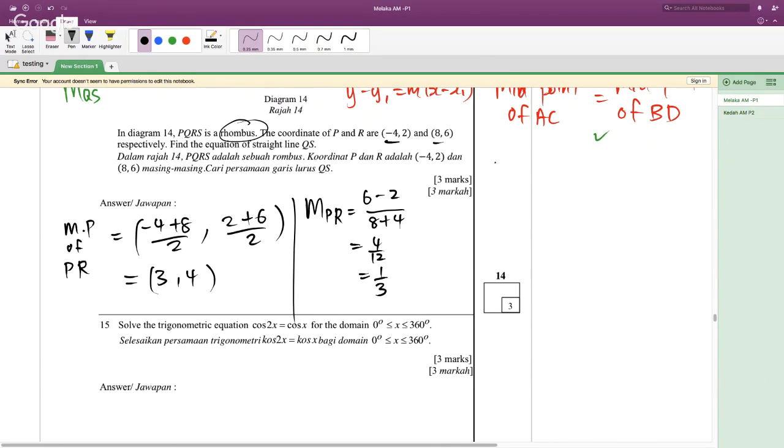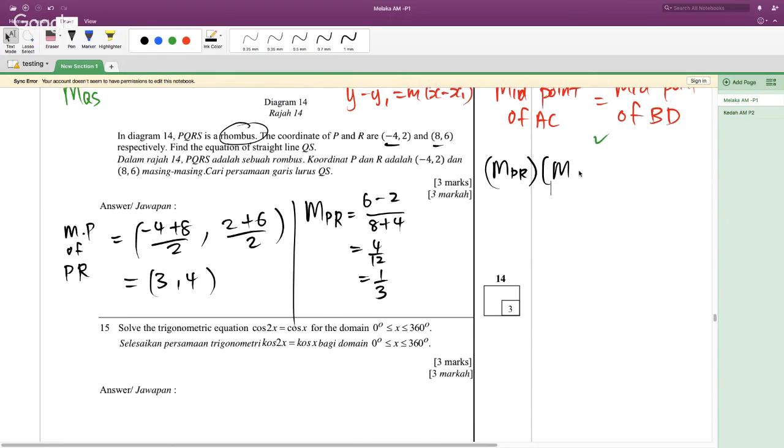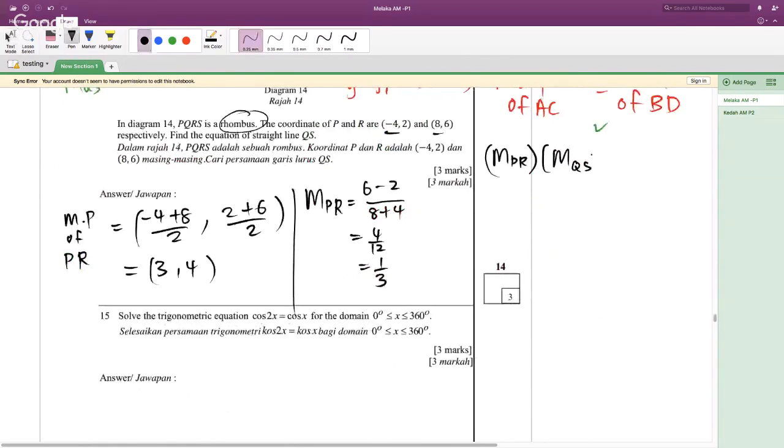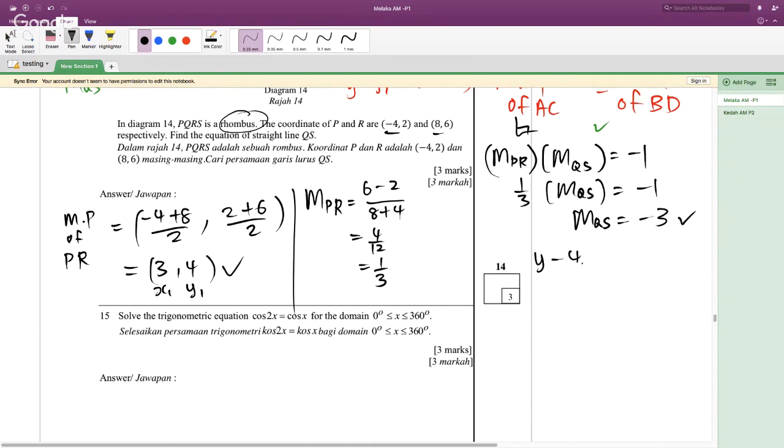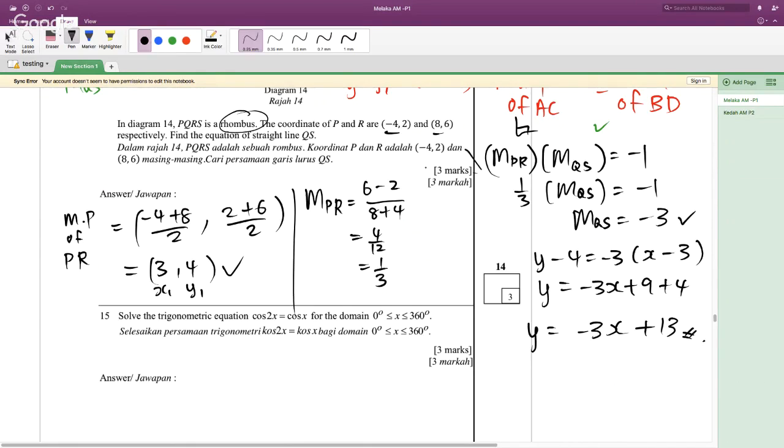Since they are perpendicular, I can say gradient of PR multiplied by gradient of QS is equal to -1. This is the formula for perpendicular. Therefore 1 over 3 multiplied by gradient of QS gives -1, so gradient of QS is just -3. Now I have the gradient and I have the coordinate. I can form the equation by substituting this as x1 and y1. So y minus y1 equals m(x minus x1). Therefore y equals -3x plus 9 plus 4, so y equals -3x plus 13. This 3-mark question has a lot of things to do, but if you understand this, it should be very easy for you.